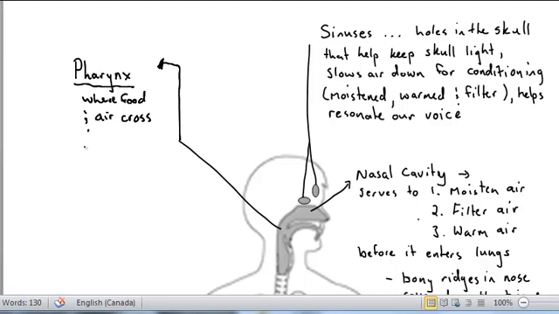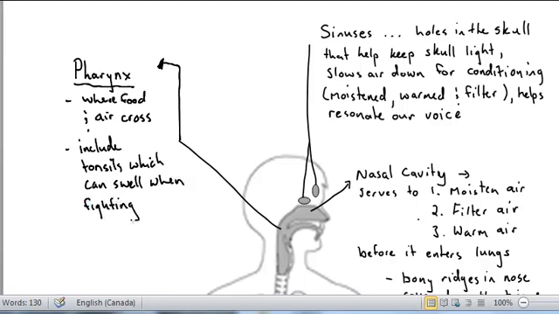At the back of your pharynx and the sides of your throat, you have tonsils. And these often get infected. They're actually not part of your respiratory system, they're part of your immune system. So they include tonsils, which can swell when fighting off infections. They exist to help fight off those infections. The unpleasant side effect of that fight, though, is the swelling and pain. And of course, these infections enter as we breathe.